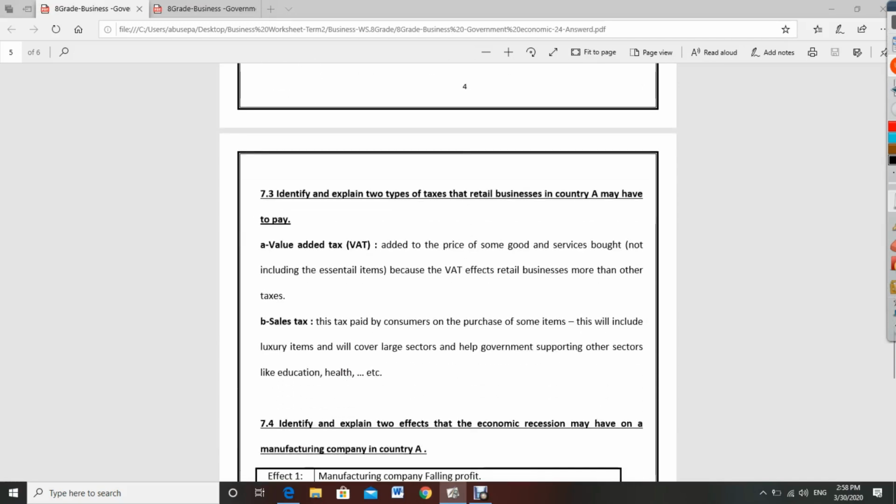Question number 7.3. Identify and explain two types of taxes that retail business in country A may have to pay. I think two types, and maybe you can add other types, but in my opinion, A, value added tax, VAT. Why? Because the VAT affects retail business more than the other taxes. And B, sales tax. Why sales tax? Because this will include luxury items and will cover large sectors and help government support other sectors like education and health.